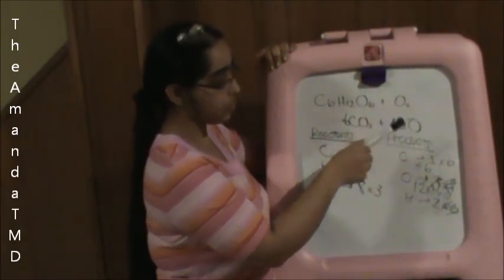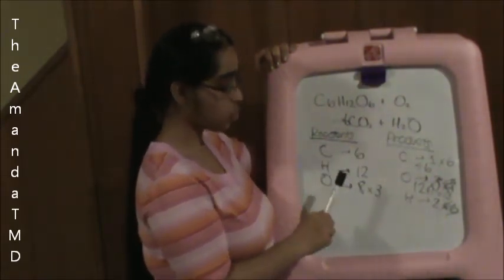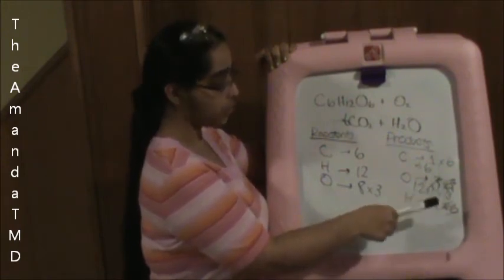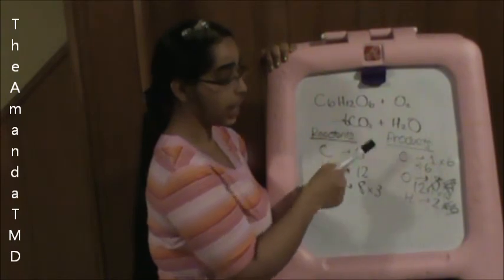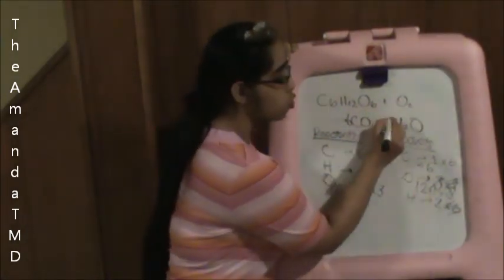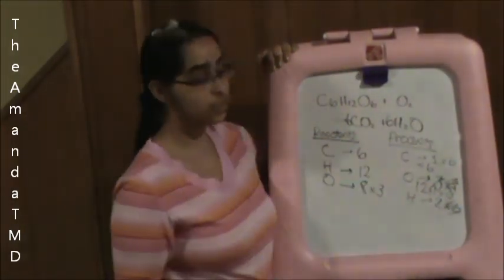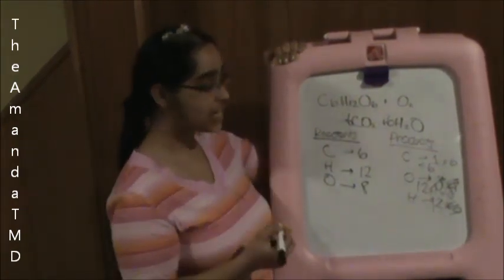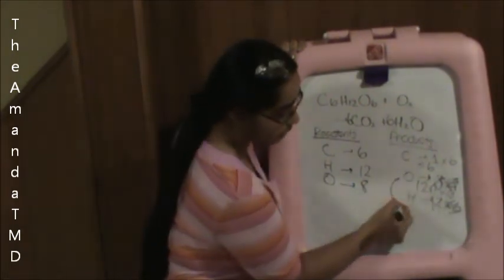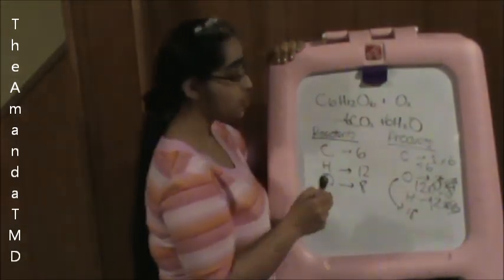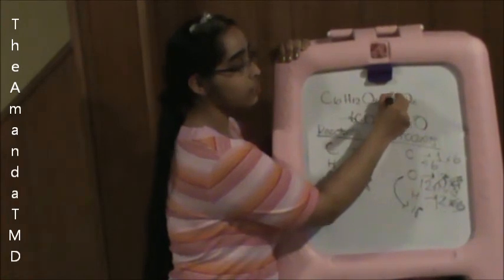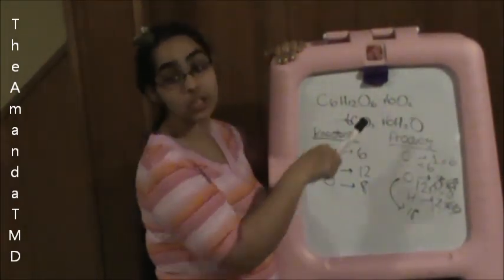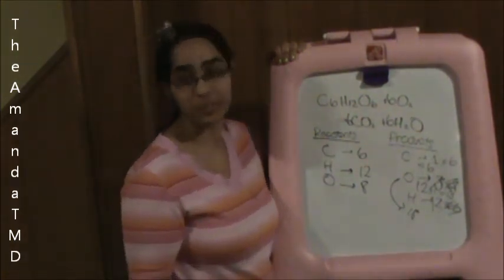Now I look at my hydrogens. So I said that we needed to put a 6 in front of the hydrogens to balance them off. So this gets a 6 in front, which once again changes my oxygen count. There's 18 oxygens on this side now, which means that if I put a 6 in front of here, that'll give me 12 plus 6, which is 18, and that balances your equation.